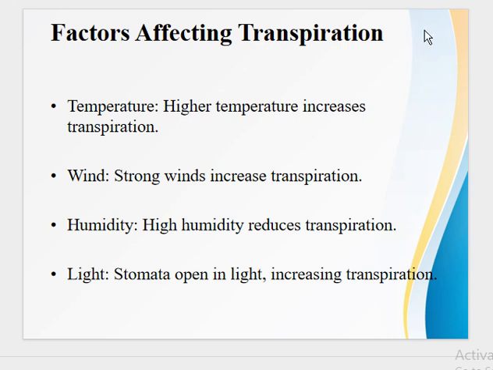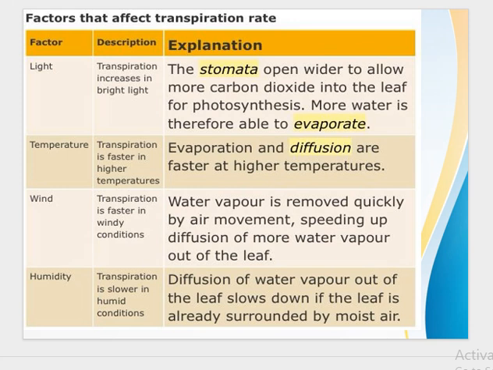Factors affecting transpiration. The factors are temperature, wind, humidity and light. High temperature increases transpiration. Strong wind increases transpiration. High humidity reduces transpiration. Humidity means rain or cool winds are blowing all the time, due to which the temperature decreases and the transpiration is reduced. Light: stomata open in the light, which increases the transpiration rate.